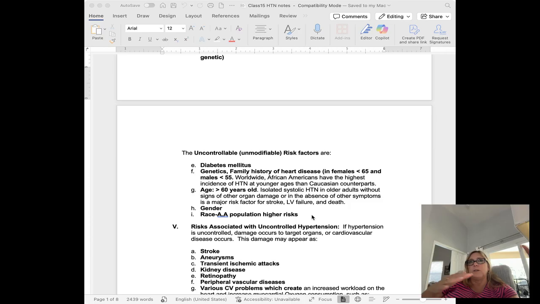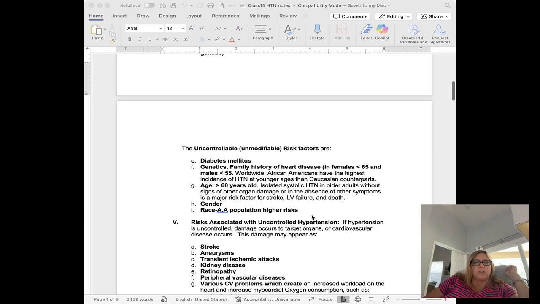So I want you to always remember estrogen is cardioprotective. Once they go through menopause, then we have higher risks of heart disease and hypertension. So, just keep in mind gender risk factors can be either genetic or hormonal. And that's why transgender populations, we have to look at that whole picture. Race, African American populations are at the higher risks for hypertension and stroke and heart disease at younger ages.